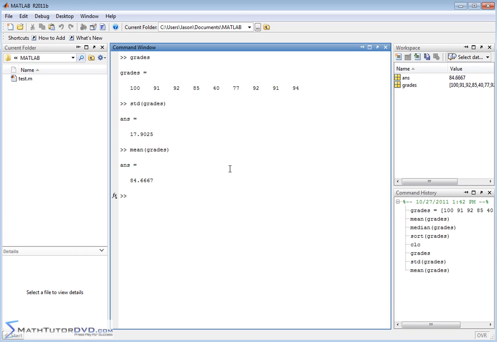I can make another vector called grades 2. So what I'll do is I'll modify this guy. I want to start off with the grades that I originally had, but I want to add some other grades to it. Let's say I had some transfer students come in at the last minute, so I had my original grades, and now I want to add in maybe like 4 or 5 other grades.